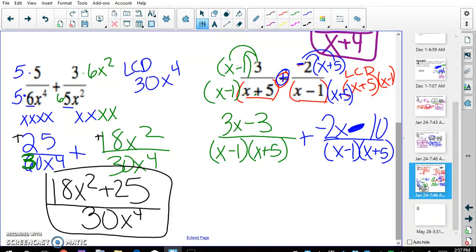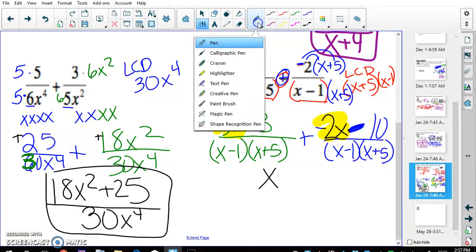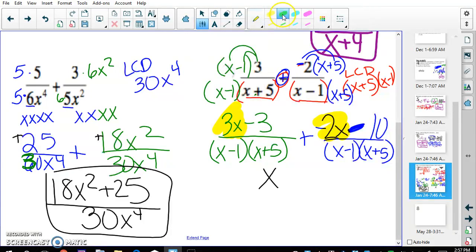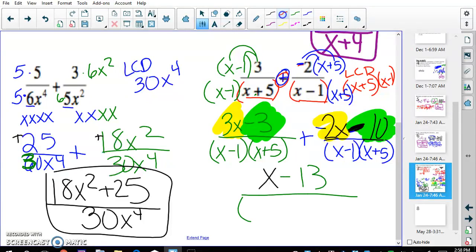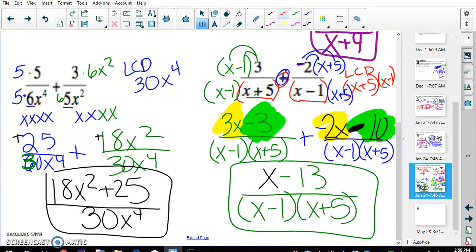Now I can combine like terms. So I come up here, I'm going to grab my highlighter. I've got 3 x's plus -2 x's. What does that give me when I put them together? It gives me just 1x. Then I'm going to come back, grab maybe a different highlighter. -3, -10. What does that give me? That gives me -13, all over x minus 1 times x plus 5. There you go. That's my final solution.